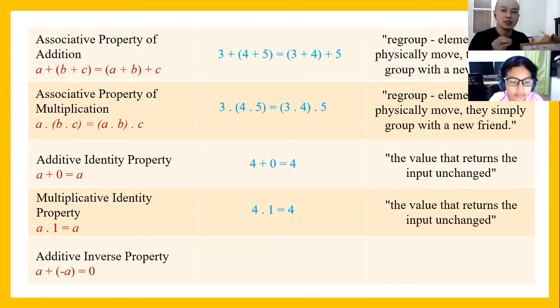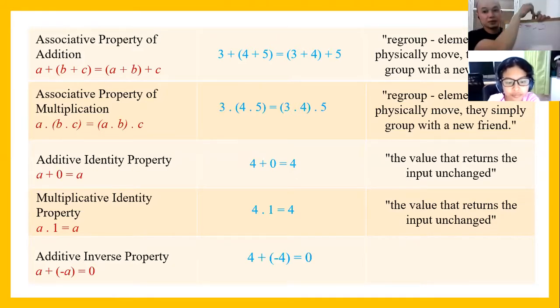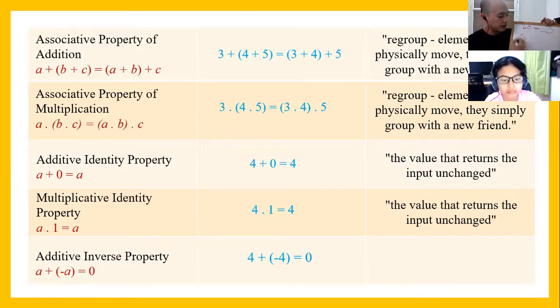Okay, additive inverse property. When you add exactly the opposite of a number, the result will be equal to 0. So when you add -4 to 4, of course, that will be 0, because 4 minus 4 is equal to 0. Any number for that matter: when you add 5 and its opposite, the result will be 0. Any number you add its opposite will be equal to 0.